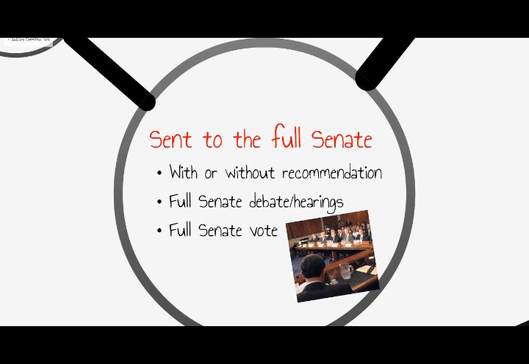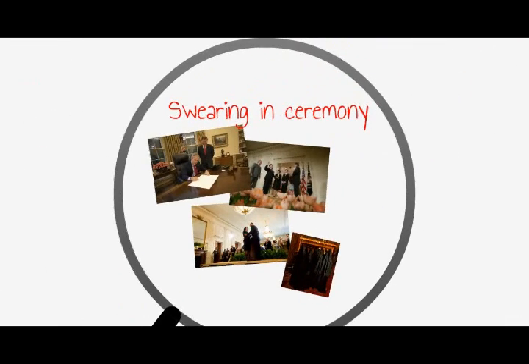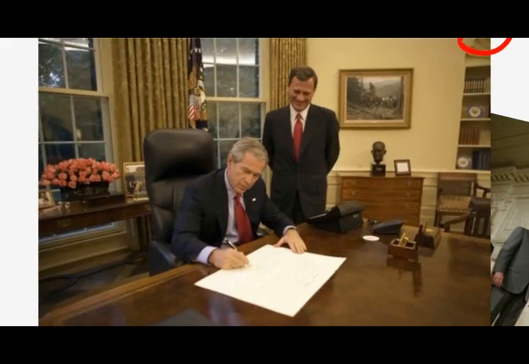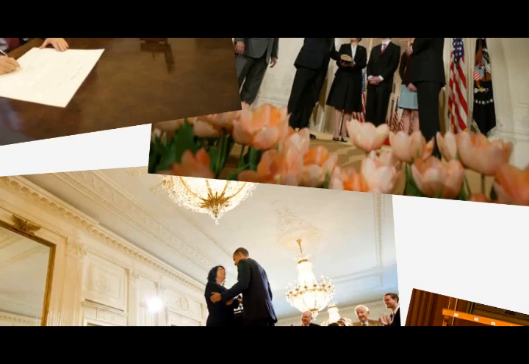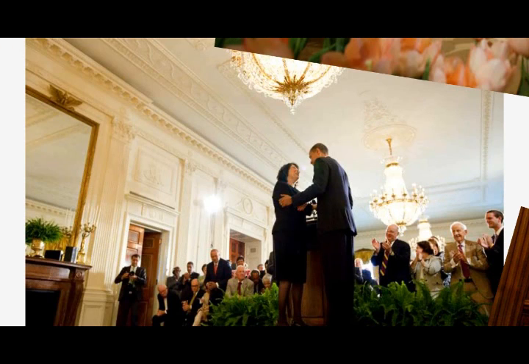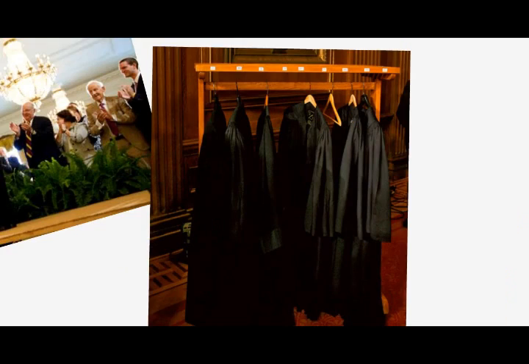The last step, if a nominee makes it this far, is the swearing-in ceremony. First, the president signs the new justice's oath. Next, they hold a swell little ceremony. Here, the judge takes an oath. Well, actually, it's 2 oaths. They promise to administer justice fairly, and they also promise to defend the Constitution against all enemies. After this, some newly sworn-in justices get a little one-on-one time with the president. Then it's off to get measured for a cool new robe.